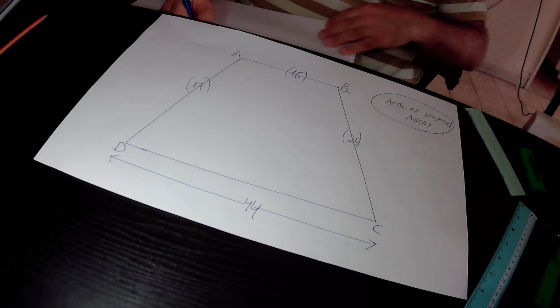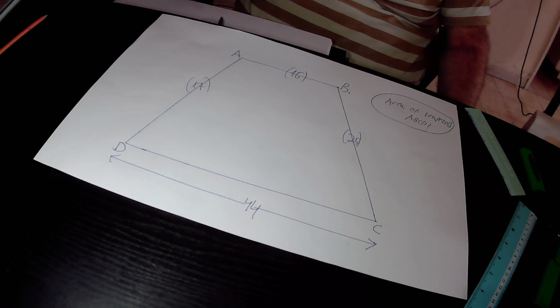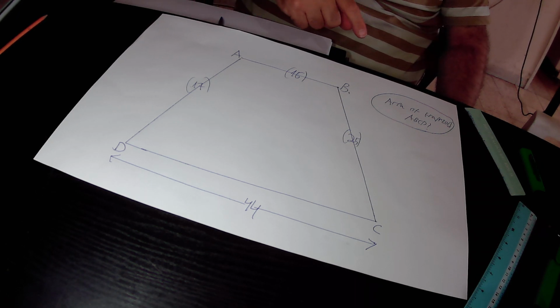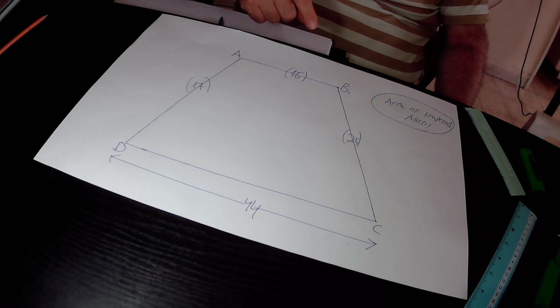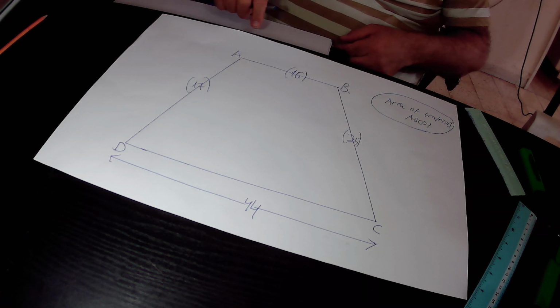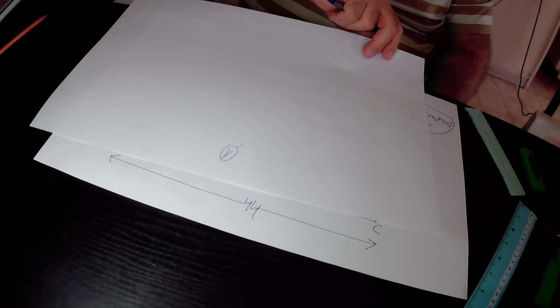Actually, the area of any trapezoid is equal to the sum of its two parallel bases times the height over 2. Therefore, the area of this trapezoid ABCD must be equal to the sum of its two parallel bases. The two parallel bases are AB and DC. So it is AB plus DC times the height. We define the height as h, divided by 2.